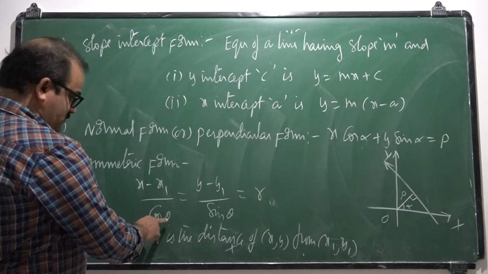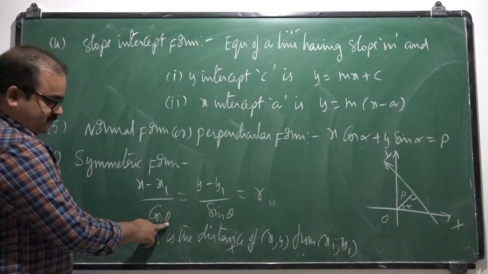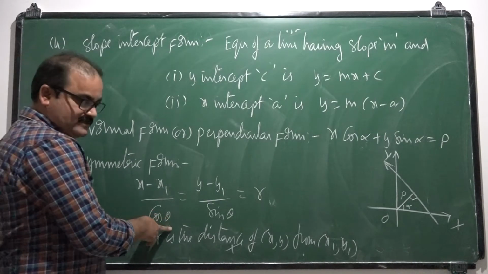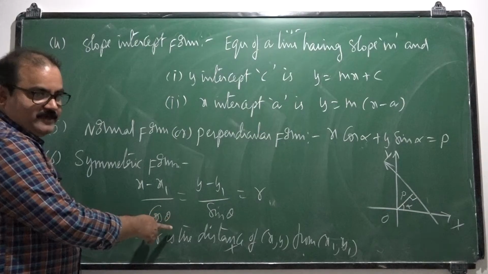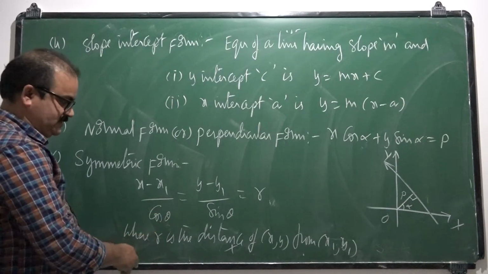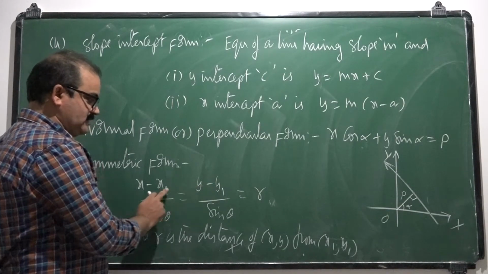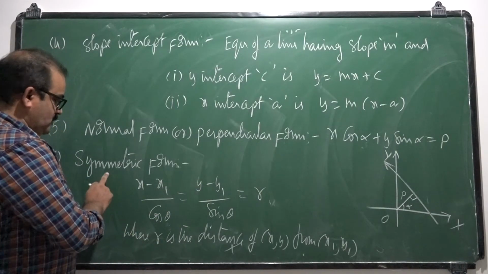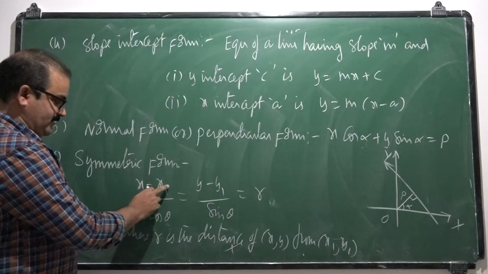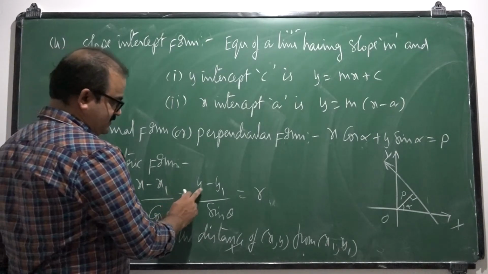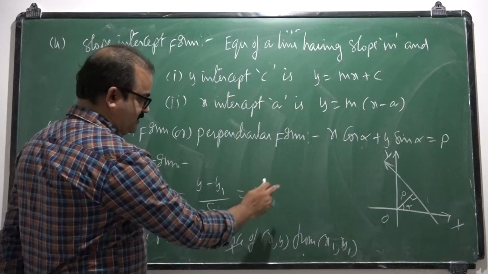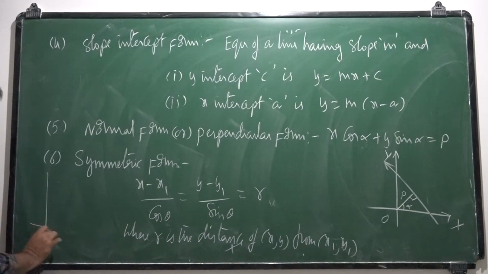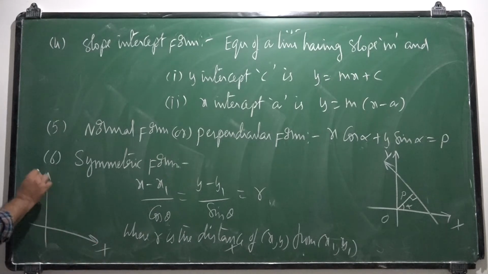Here theta is inclination. We already discussed what is meant by inclination. It is the angle made by the straight line with positive x-axis. x1 y1 is the point where the line passes. Now symmetric form of a line is x minus x1 by cos theta is equal to y minus y1 by sin theta is equal to r. Let us see the diagram. It is x-axis and it is y-axis.